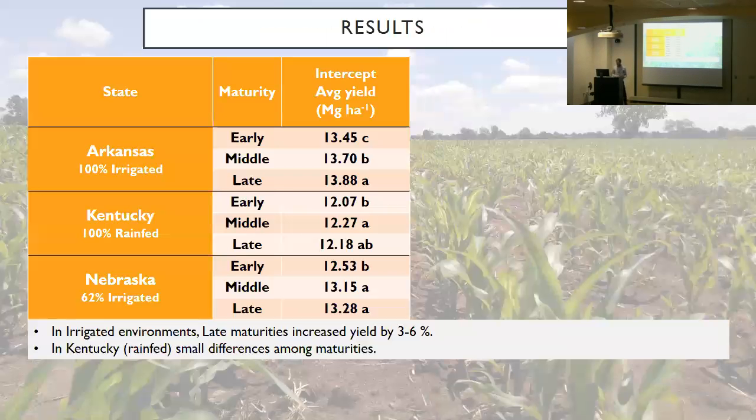These tables summarize the results of the previous regressions. Here you can see that late maturities in irrigated environments, as in Arkansas and Nebraska, increased yield over early maturities, by about 3% in Arkansas and 6% in Nebraska. However, in Kentucky, differences were smaller, around 1%.